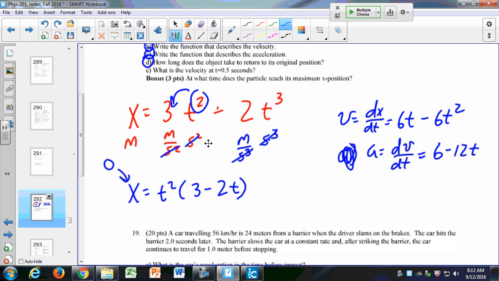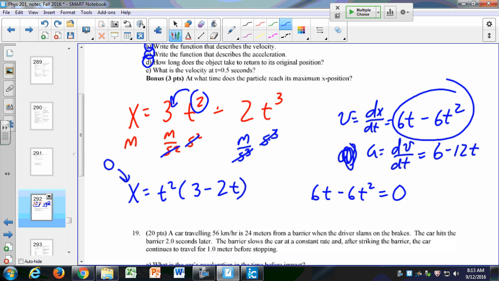What was the velocity at t equal 0.5 seconds? In order to do that, you just plug in 0.5 here, and you can calculate it. And then at what time does it reach its maximum x position? The maximum x position occurs when v is equal to 0. So you would say 6t minus 6t squared equals 0.